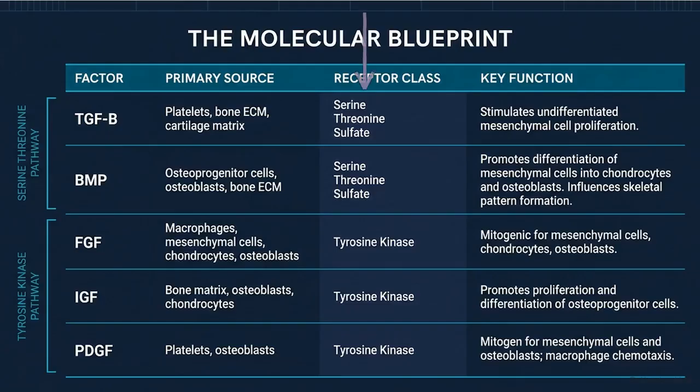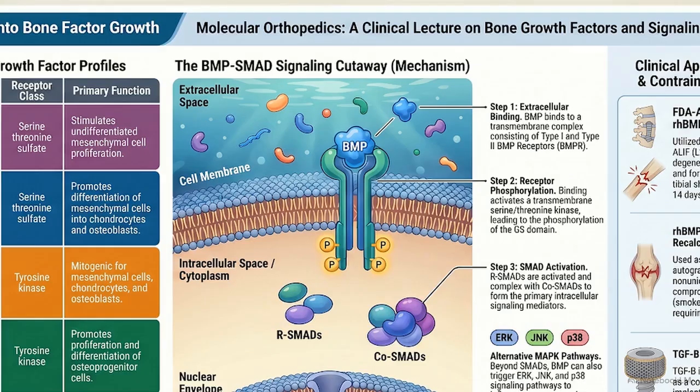We begin with the serine-threonine kinase receptors. These are targeted by TGF-B and BMP to signal undifferentiated mesenchymal cells to become active osteoblasts. This cutaway reveals the primary mechanism of osteoinduction, the BMP pathway. The process starts at the cell membrane, where a BMP molecule binds to a transmembrane complex consisting of type 1 and type 2 receptors. This binding causes the receptor to phosphorylate at the GS domain.